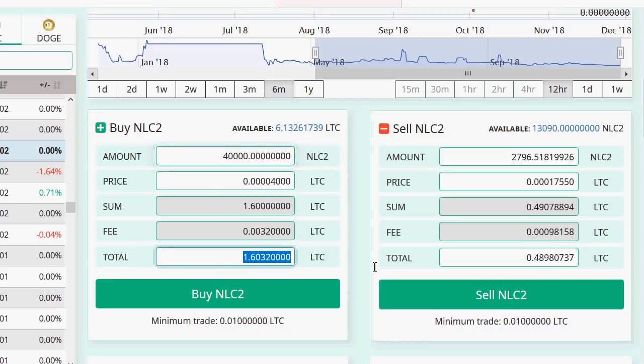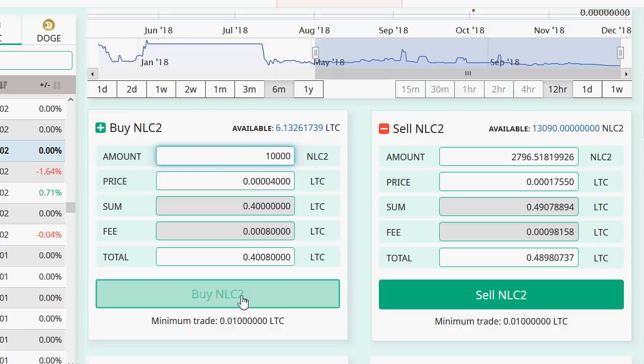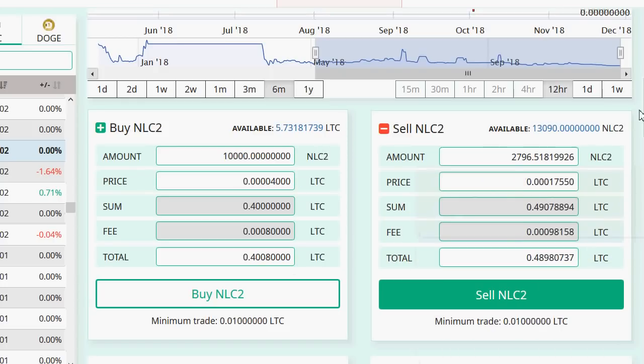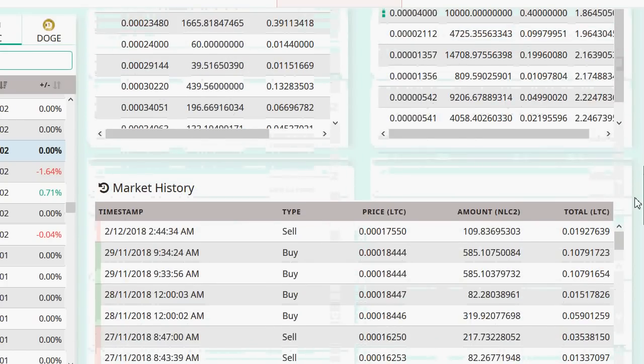But you're expecting like one of those crash kind of moves. But you realize if you're spending like 0.4, you can get like 10,000 of them. And that's close to what you own as it is. So I'm going to put an order in for that many. And then work from that point on. And I can even put another one in.